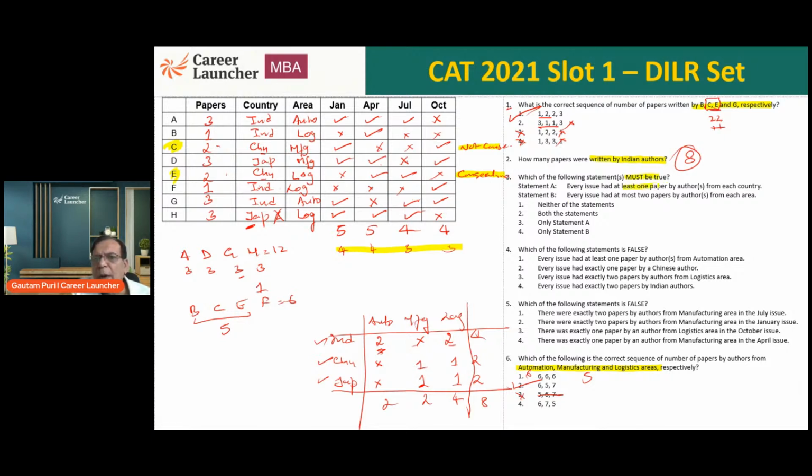Statement A: every issue had at least 1 paper from each country. Statement B: at most 2 papers by authors from each area. Okay. Each area authors is also what we need. Okay, let's do one thing. What's next? Well, let me look at question number 4 also. One paper authors, different author, Chinese. Okay. So everything is there. Manufacturing. Okay. So very quickly, let me just do one more thing.